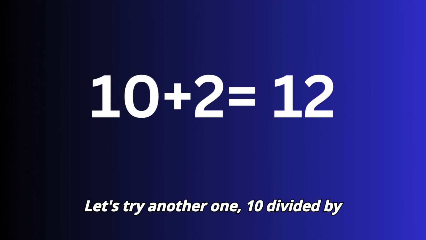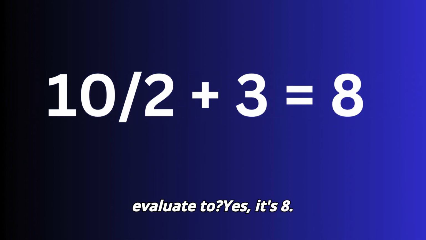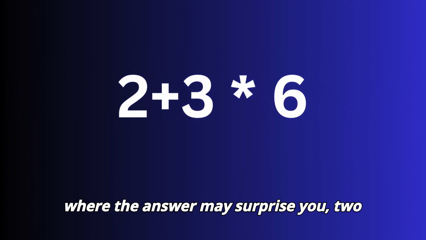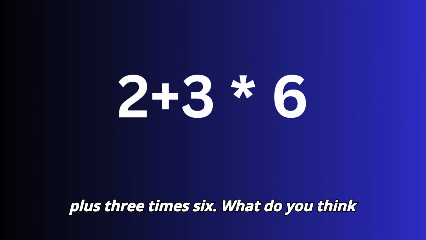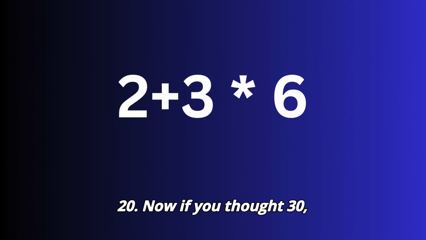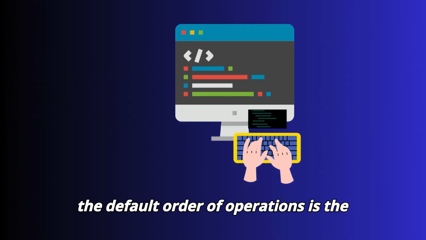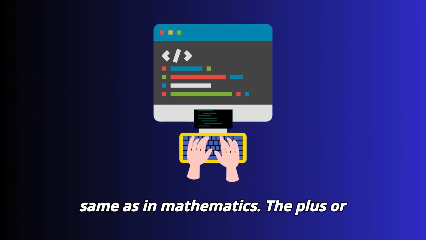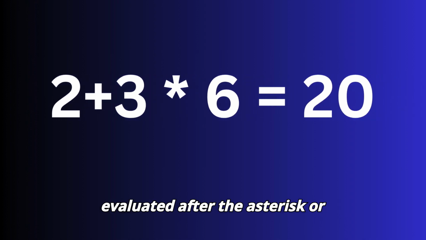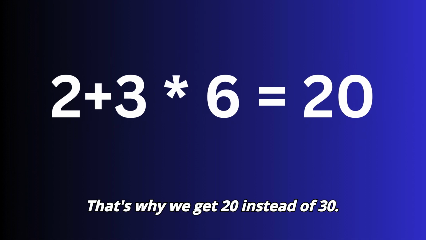Let's try another one. 10 divided by 2 plus 3. What does this expression evaluate to? Yes, it's 8. Now let's look at another expression where the answer may surprise you. 2 plus 3 times 6. What do you think this expression evaluates to? It's 20. Now, if you thought 30, that's understandable. But in programming, the default order of operations is the same as in mathematics. The plus or addition operator, in our example, is evaluated after the asterisk or multiplication operator. That's why we get 20 instead of 30.